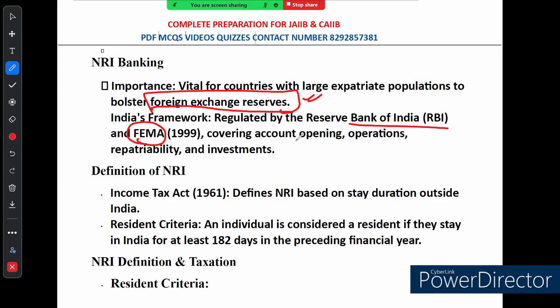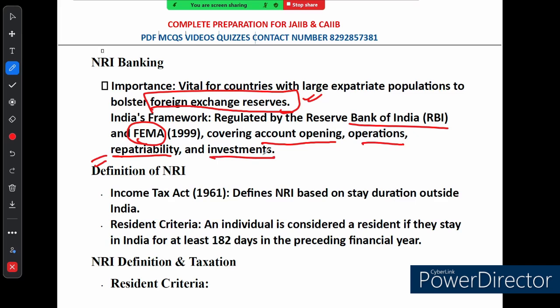See, what are the things covered? First thing is the account opening. Then how these accounts are operated, that is called operation. Then how much money they can send back home, that is called repatriability. And finally, the kind of investment the NRI can make in India.